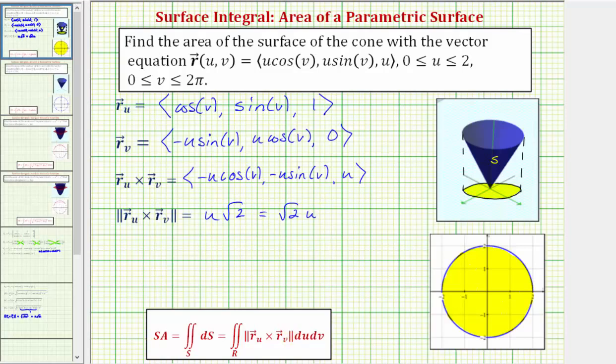So now going back to our formula, we know the surface area is equal to the double integral over the surface S integrated with respect to S, which is equal to the double integral over the region R, which again, this is the region R, of the magnitude of the cross product, which we know is, let's write it as square root 2u, and let's use the order of integration du dv, where the limits of integration for u are from 0 to 2, and limits of integration for v are from 0 to 2 pi. Now let's evaluate this to determine the surface area.